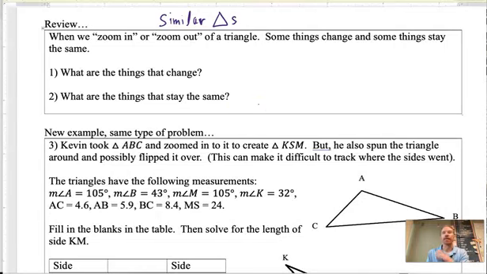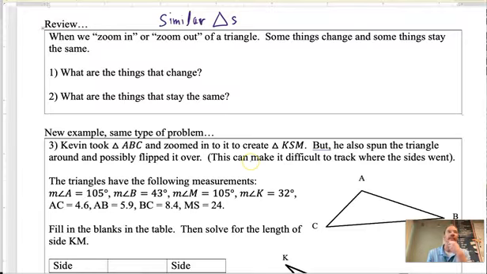All right, Geometry A students, we're going to do a little bit of review here with similar triangles. For me, the idea of similar triangles is when you zoom in or you zoom out of a triangle. So some things change when you zoom in or zoom out in the triangle. Some things stay the same.